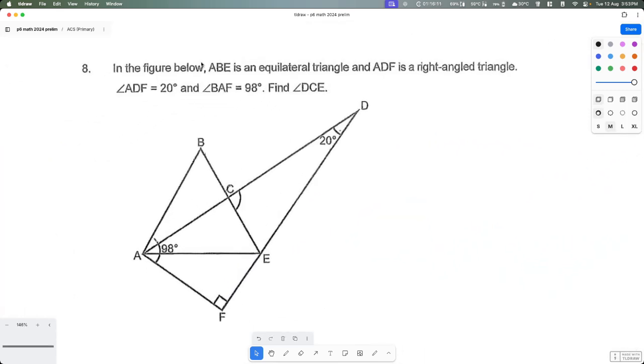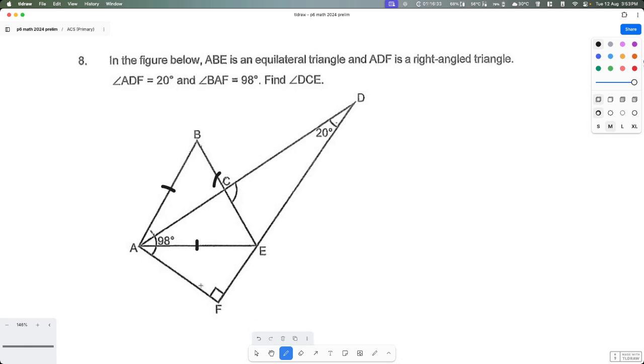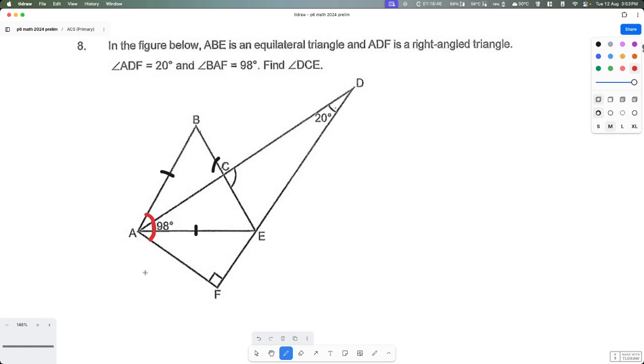Question number 8. So in the figure below, ABE is an equilateral triangle. Alright, so I'm gonna put that down. A, B, and E is an equilateral triangle, right? So ADF is a right angle triangle as well. ADF is 20 degrees, and BAF, this whole thing, let's make it red, is 98 degrees. This whole thing is 98 degrees. So find DCE. So DCE is this one. We were looking for this one.